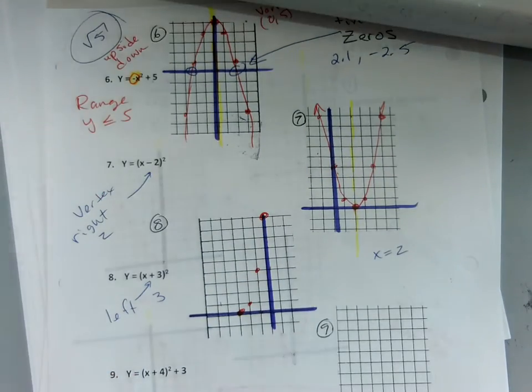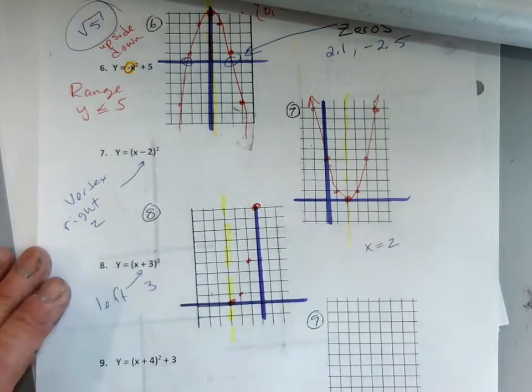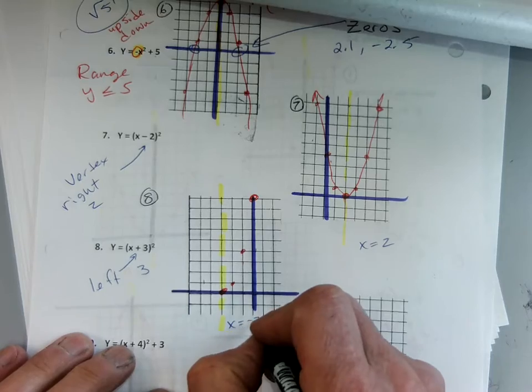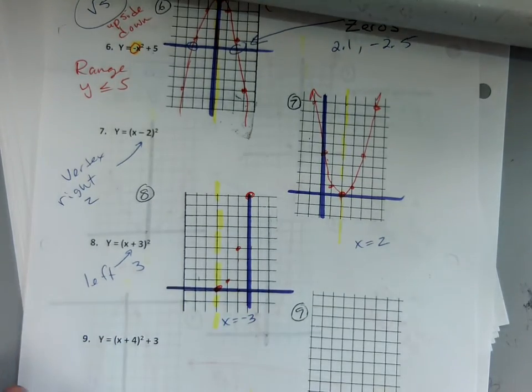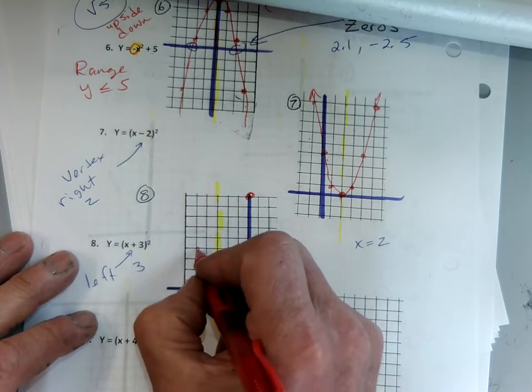Got a line of symmetry which goes right down the middle at x equals -3. And I then can fold my points over.